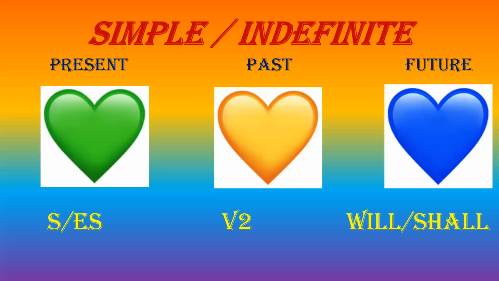So now, talking about the individual tenses, simple tense, or indefinite tense. In present tense, the simple tense uses s or es. The past has the verb's second form. See, there are three forms of the verb: first form, second form, and third form. We will discuss this also in the video. And simple future tense will always have will or shall.